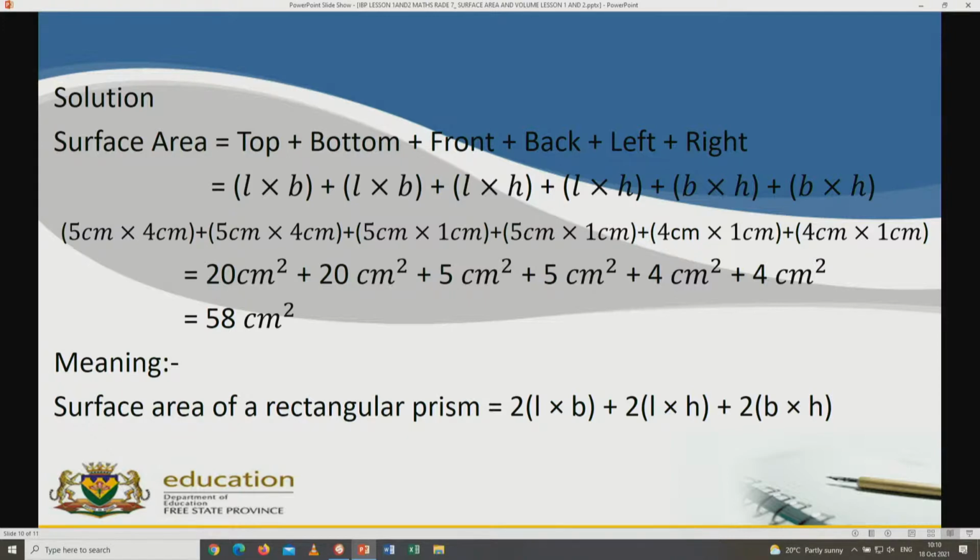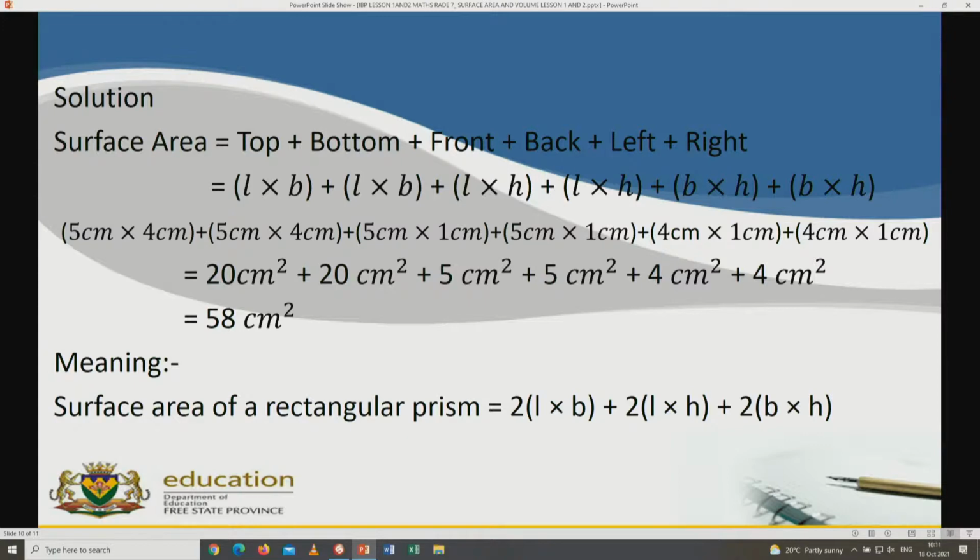Now what do we do? We add all the like terms, because they are all the same. 20 plus 20 is 40. 5 plus 5 is 10. Now 40 plus 10 is 50. 4 plus 4 is 8. Now 50 plus 8 will be 58 centimeter squared.